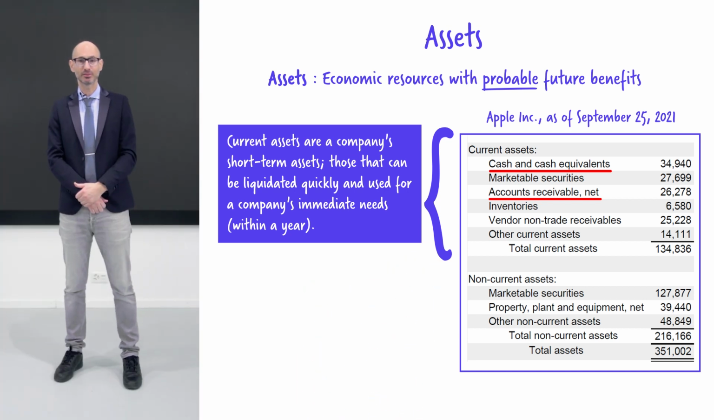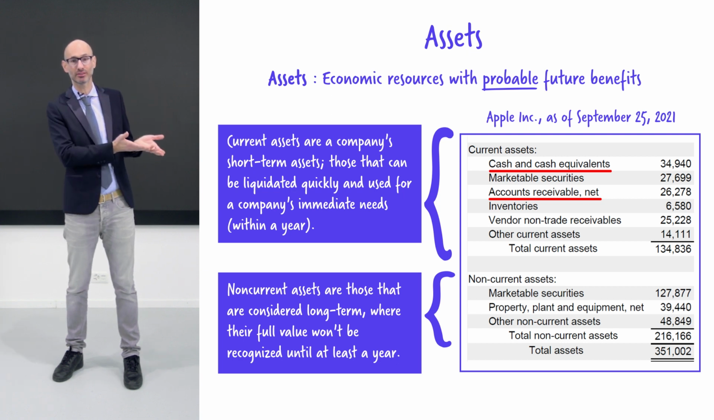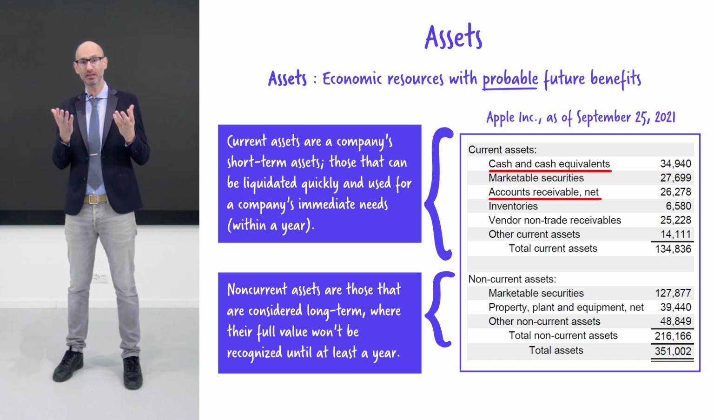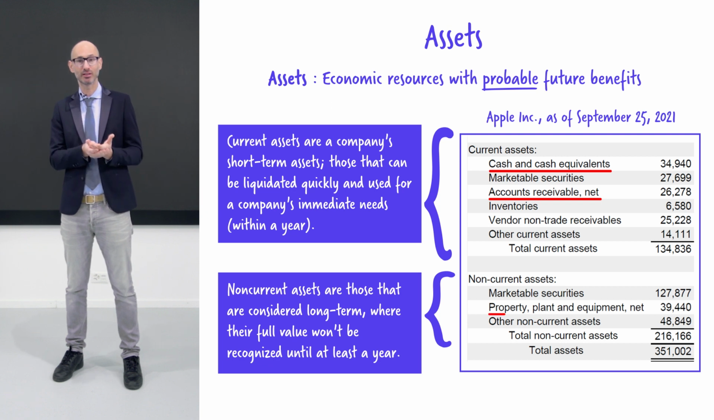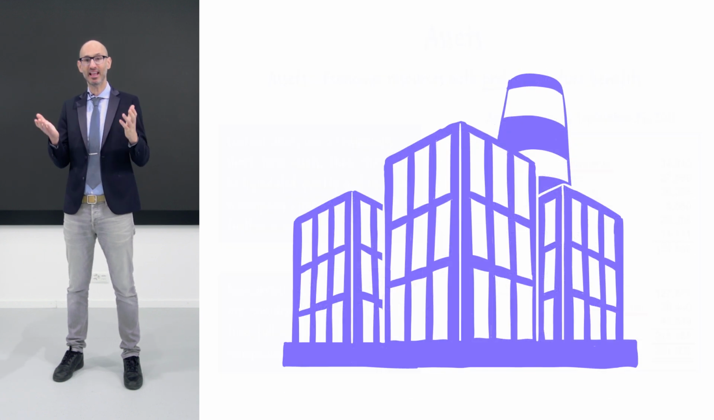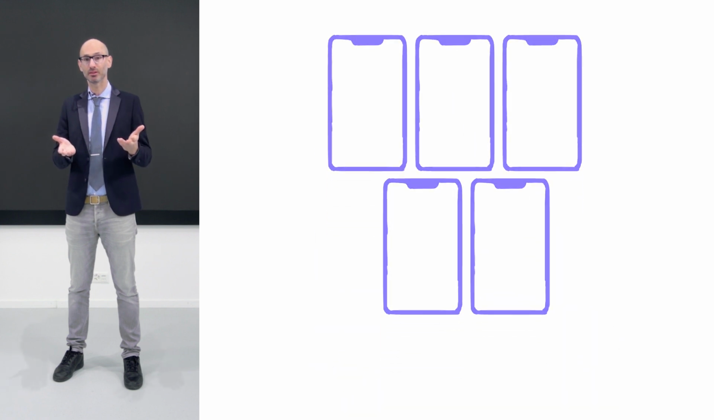In contrast, non-current assets are those that are considered long-term, where their full value won't be recognized until at least a year. Non-current assets can be considered anything not classified as current. In the case of Apple, we see that non-current assets include property, plant, and equipment for $39.4 billion. Obviously, Apple is a manufacturing company, and they need land, factories, and machines to produce their products.